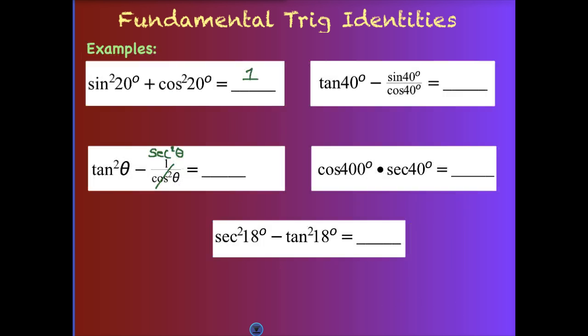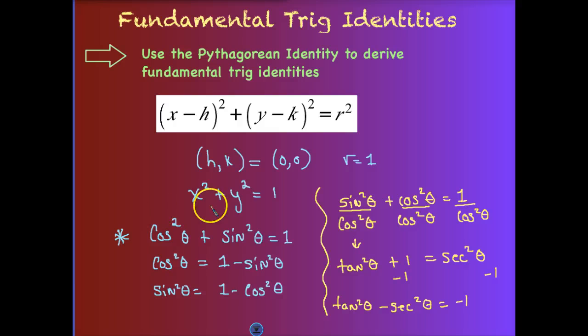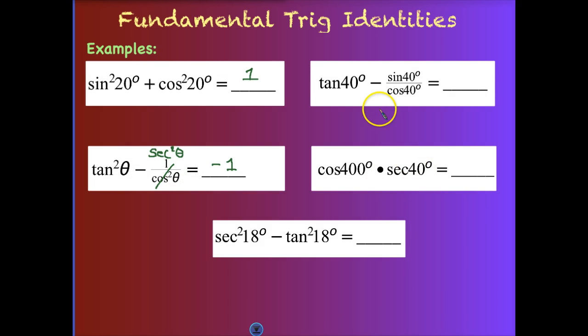Now if we look at our problem, that's what we have. Tangent squared theta minus secant squared theta, we know is equal to -1. And that's one example of how we can take the fundamental trig identity and create other trig identities. Let's go to this third problem. Tangent of 40 minus sine 40 over cosine 40.